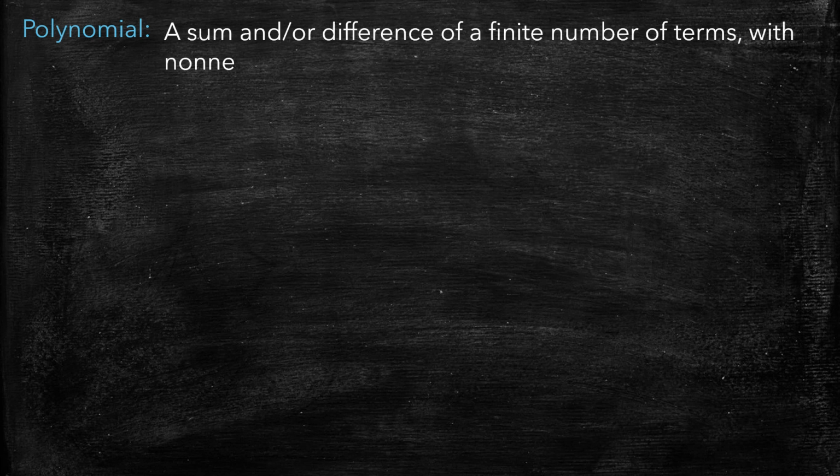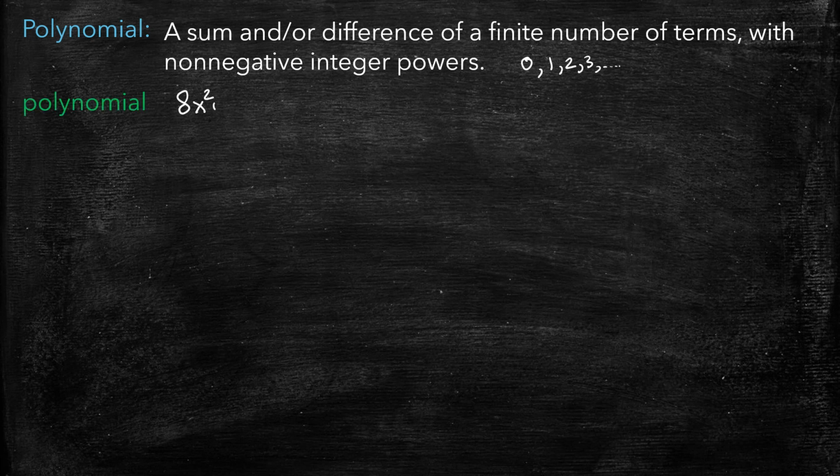So now that we know what a term is, we can define a polynomial, which means many terms. It is a sum and/or difference of a finite number of terms with non-negative integer powers. What exactly would that mean? That would mean 0 is allowed, as are 1, 2, 3, etc. So no negative integers and no fractional exponents. An example of a polynomial might be 8x squared yz minus 3y squared plus 7. That's a polynomial in 3 variables.